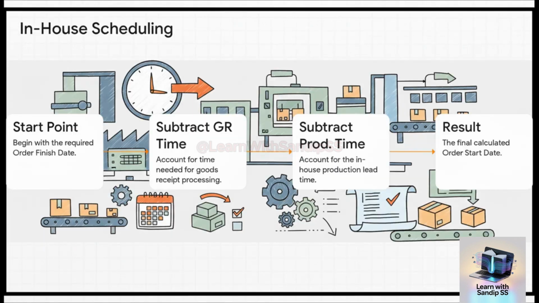So for all the parts we make ourselves, the system does another one of those detailed scheduling calculations. It starts from the date the part needs to be finished, then it works backward, subtracting time for things like quality checks and putting it away, then it subtracts the actual time it takes to produce it, and that gives it the final production start date. It's a super precise step-by-step plan.